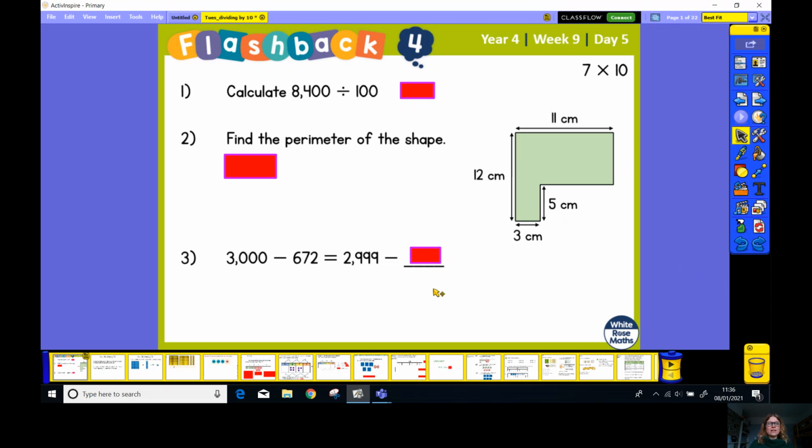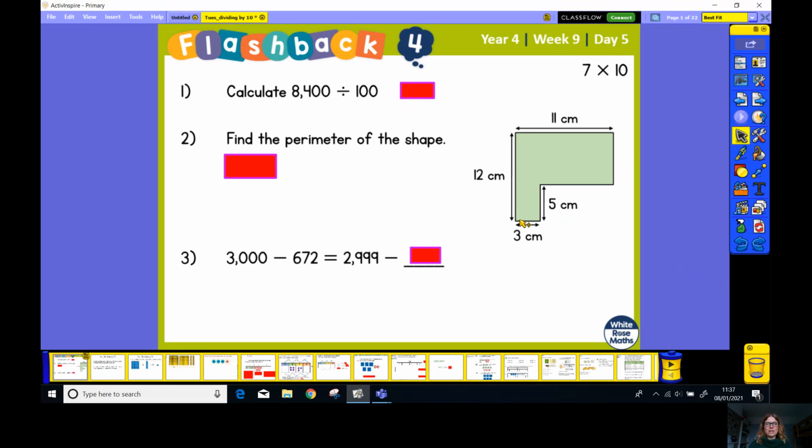And then number 3, 3,000 take away 672 is the same as 2,999 take away a missing number. Okay, now think carefully about that. Look at that number and look at that number. Is it easy to work out that number? And finally, our last question is 7 times 10, nice and straightforward. Pause the video and have a go now.